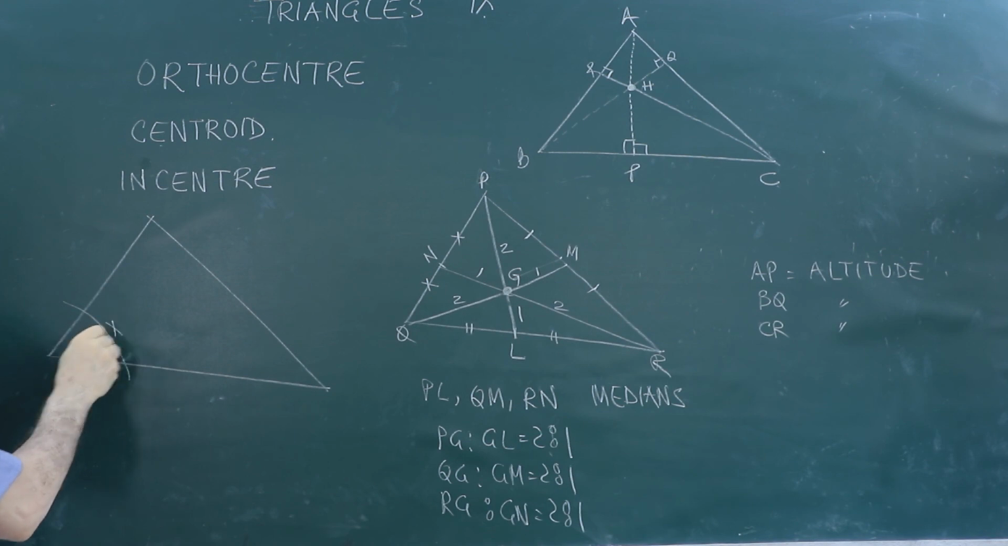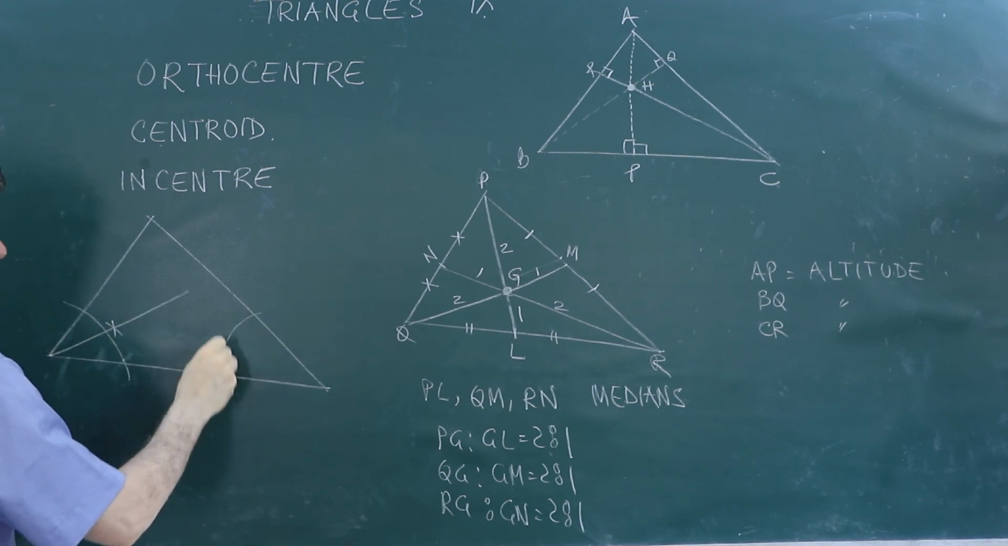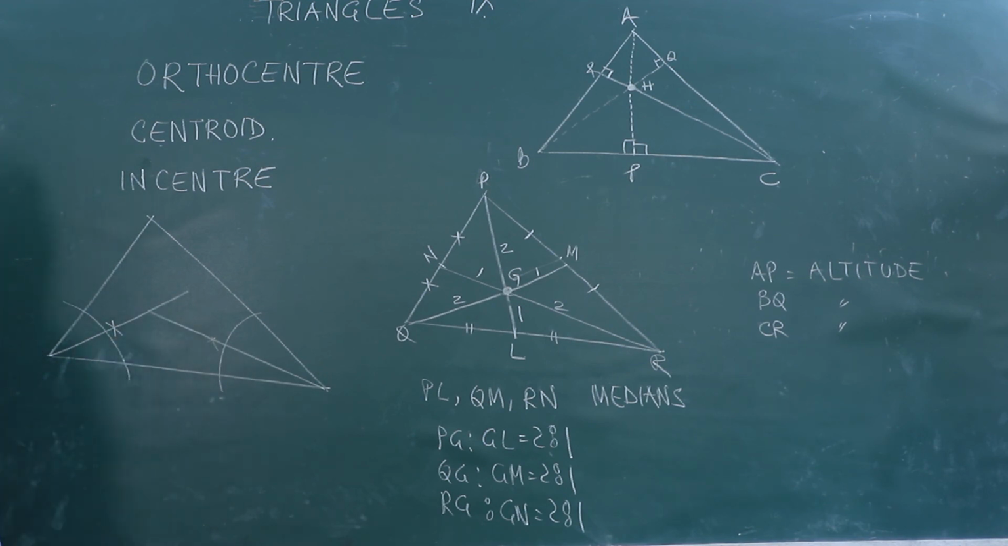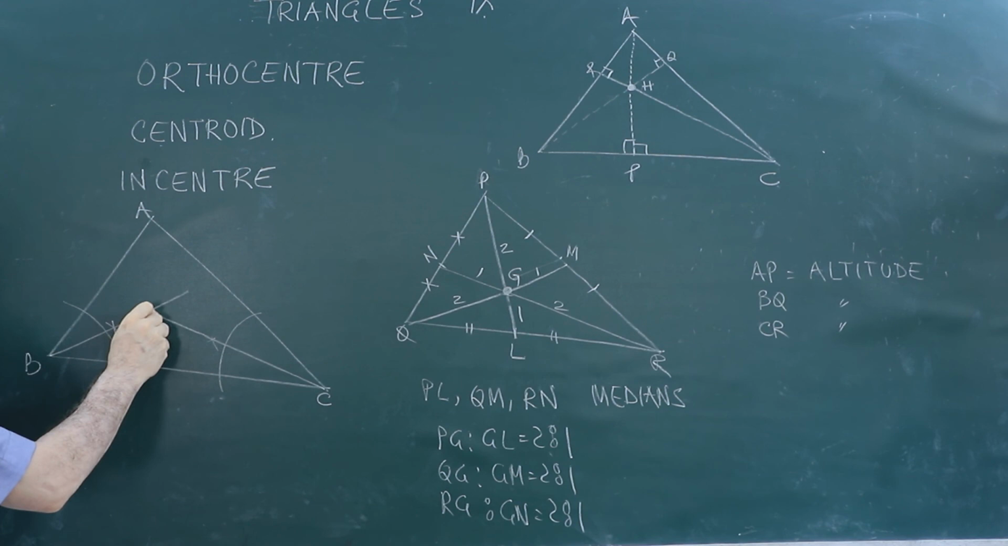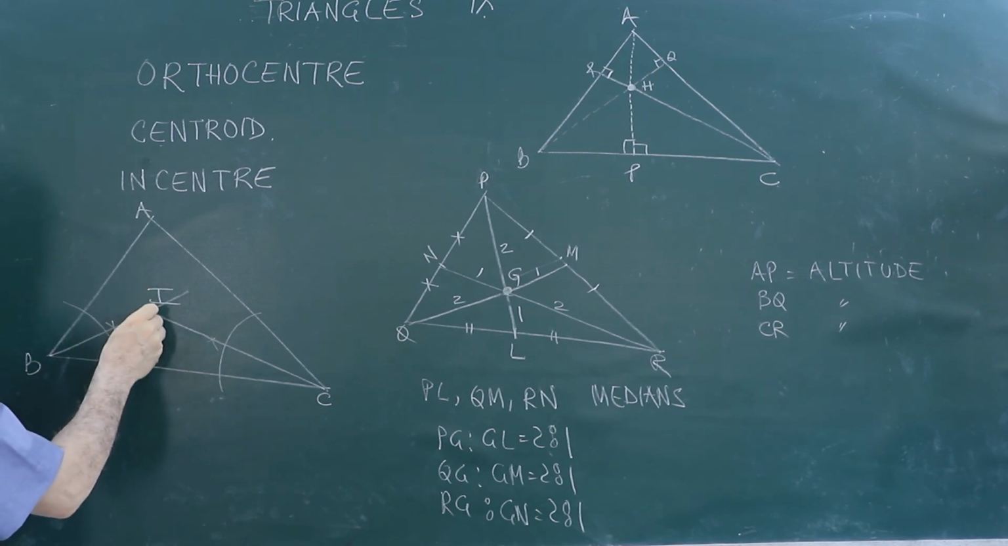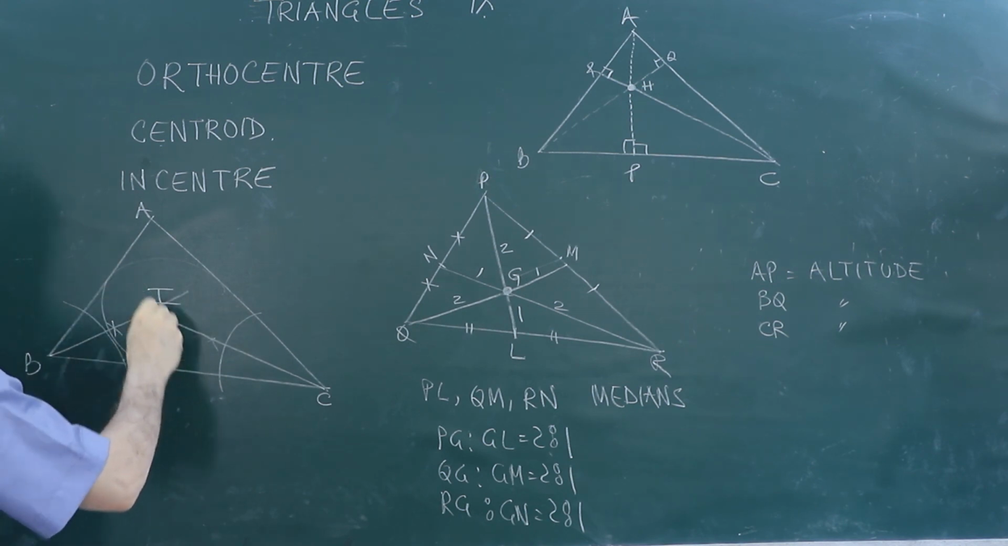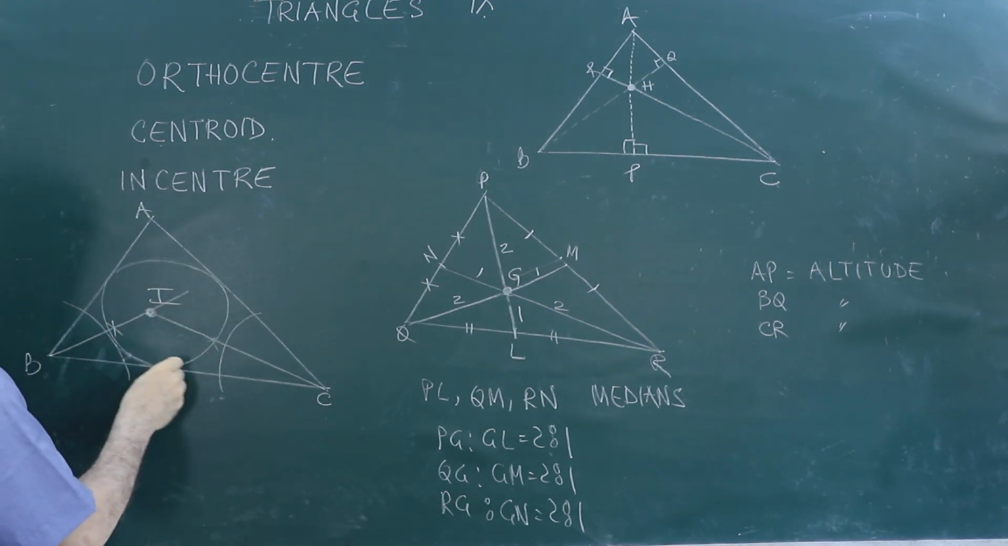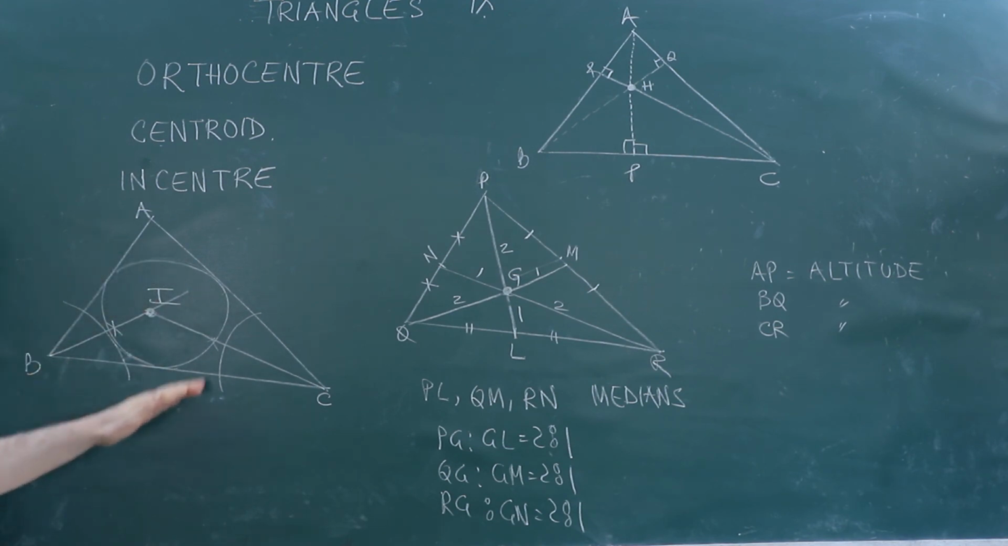If I bisect this interior angle, the bisectors will meet at a point. And if I join this point to the vertex, that will also be the bisector of angle A. So the bisectors of the interior angles meet at a point which is called I, which is called incenter. It is the center of a circle. I'll tell you how to draw it later, but that circle will touch all the three sides of the triangle inside.